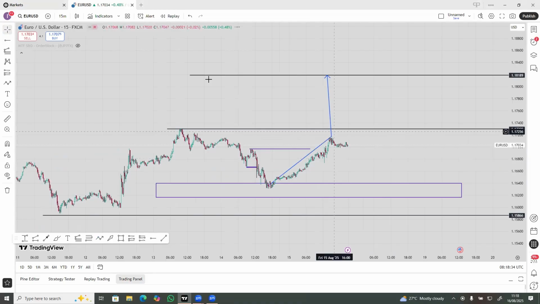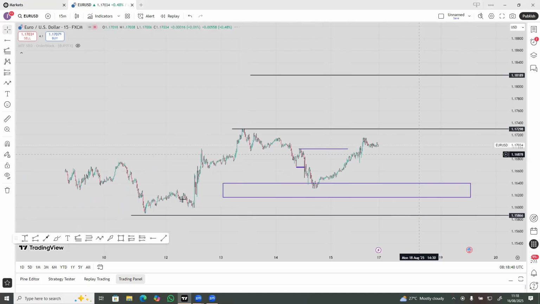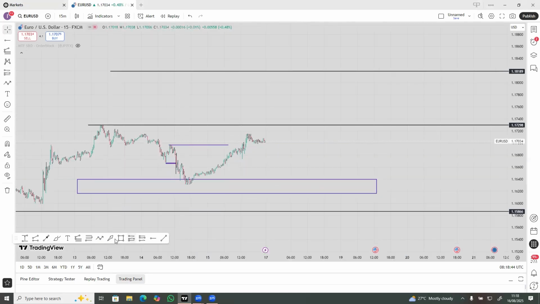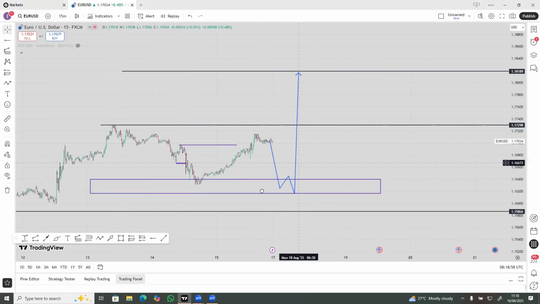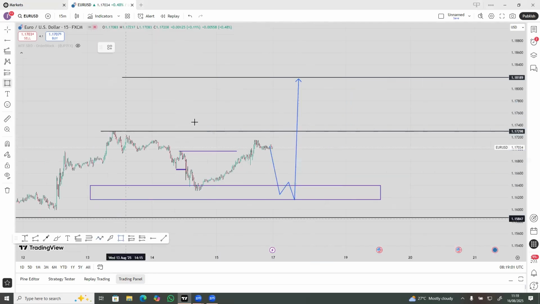Okay, because on GU and all USD, you can see USD will be strong, so it may push back to this draw on liquidity level. So we can wait for re-entry after this liquidity sweep, and then you can find buys. Or if it will not sweep that liquidity, it means it will raise up.